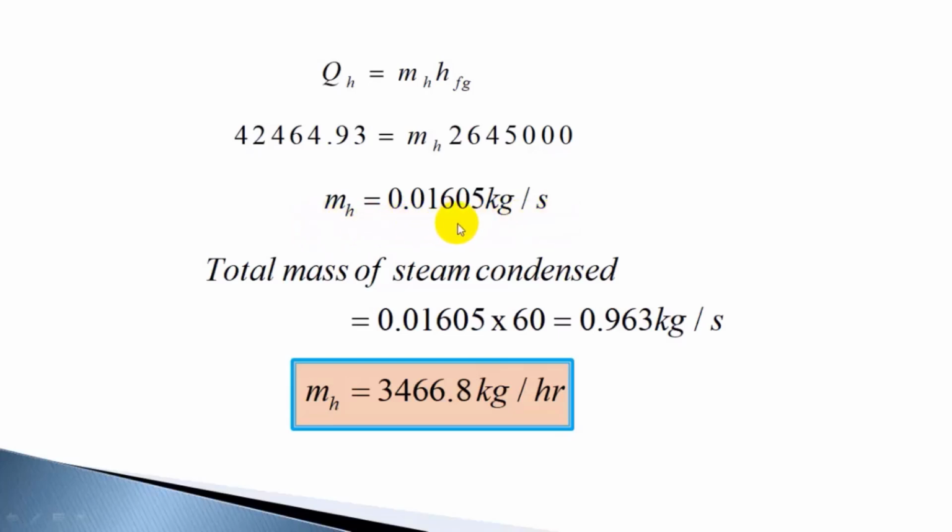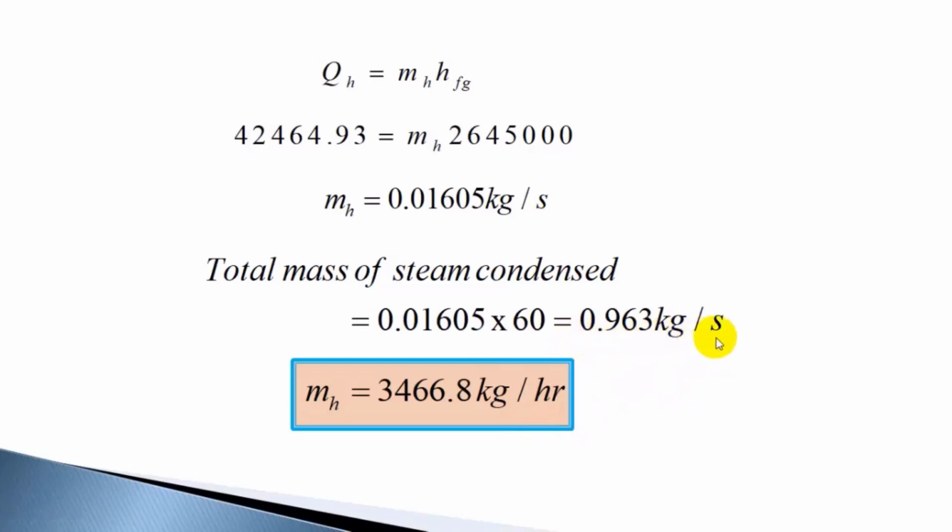Now this is the mass of steam condensed per tube, and to find the total mass of steam condensed, you multiply by 60, which gives 0.963 kilogram per second. It's a shell and tube heat exchanger. We have 60 tubes. On all the tubes put together, the total steam condensed is 0.963 kilogram per second. Every 1 second, 0.963 kilogram of steam is getting condensed. You can usually express the steam condensed in kilogram per hour.